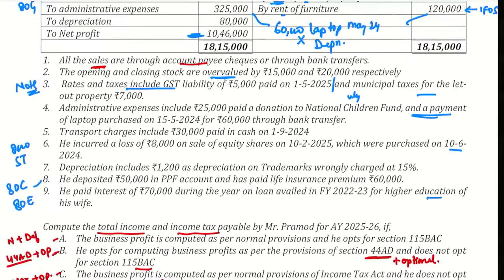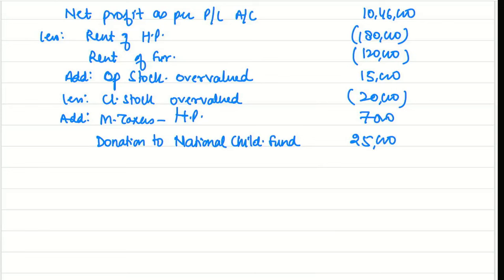Then there is a payment of laptop on 15/5/2024 for 60,000 through bank transfer. This is also debited, 60,000 rupees. Since it's a capital expenditure, I will not allow it. Purchase of laptop, 60,000, I will not allow it, but I'll allow the depreciation on it, because incorrectly our assessee has taken it as a revenue expense. It was not a revenue expense, it was a capital expense. So first of all, we will just bring it back to capital expense. Now since you have brought it to capital expense, charge depreciation also.